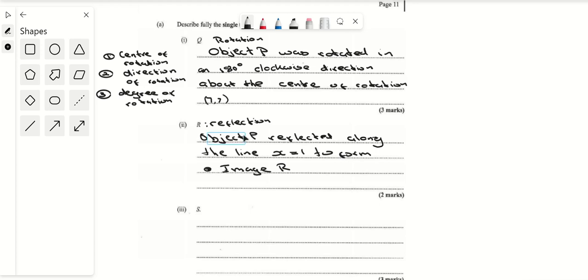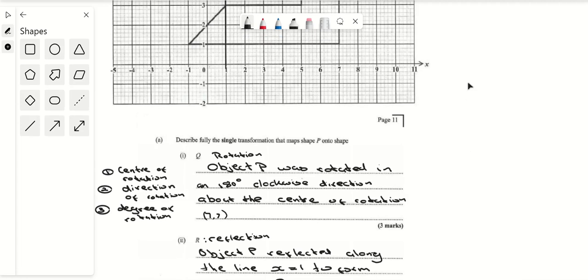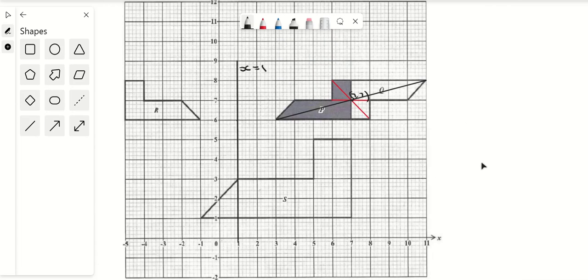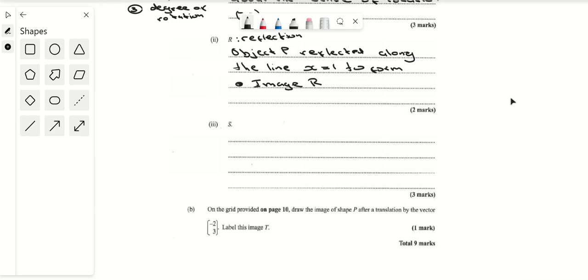Now let's look at part 3. They said P to S. Now we are going to look at P and S and compare and see what type of transformation it is. This is P and this is S. We can clearly see that S is bigger than P, so P underwent an enlargement to form S. So we're going to write down enlargement, E-N-L-A-R-G-E-M-E-N-T. For enlargement, there are 2 things that you need for description.